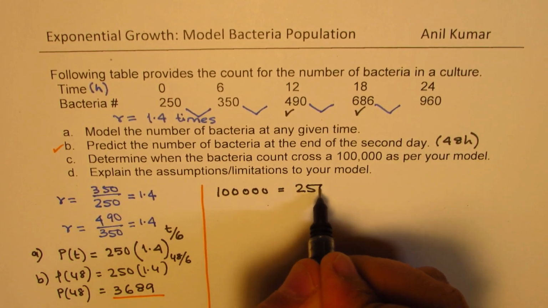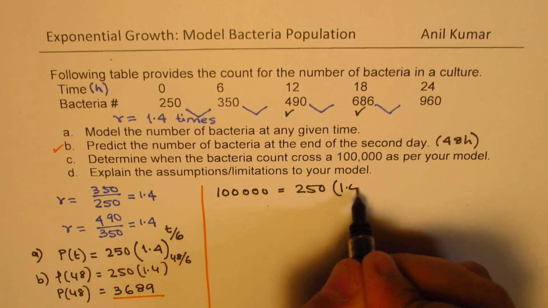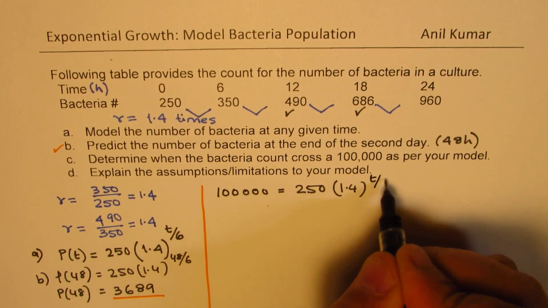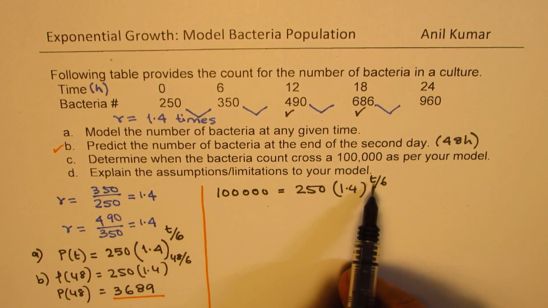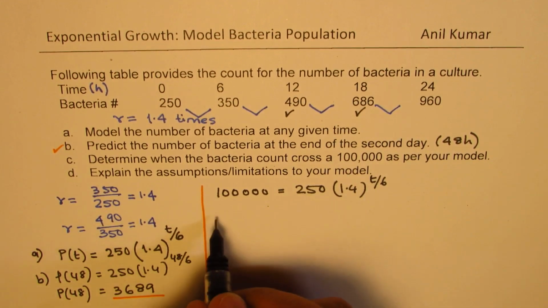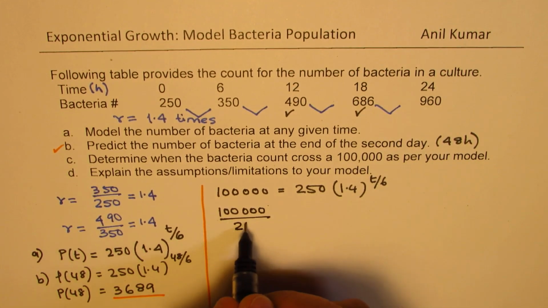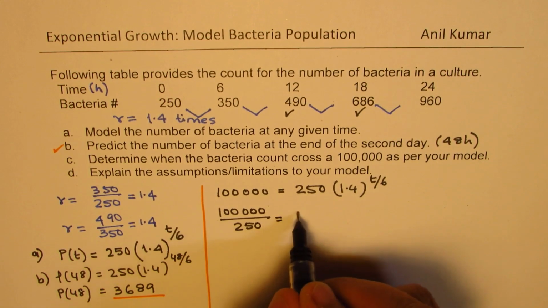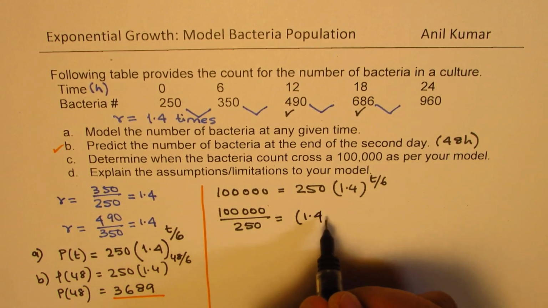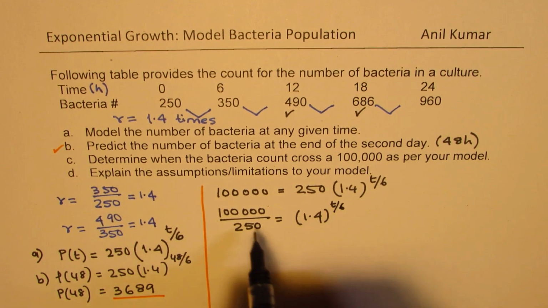And the formula is 250 times 1.4 to the power of t over 6. So we need to now find what t is. Well, let's first divide 100,000 by 250. And that gives you 1.4 to the power of t over 6.